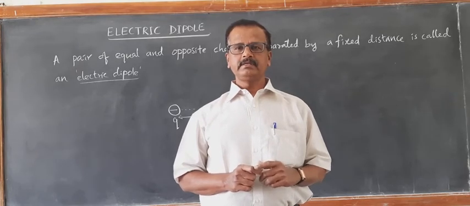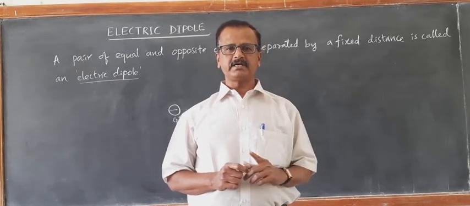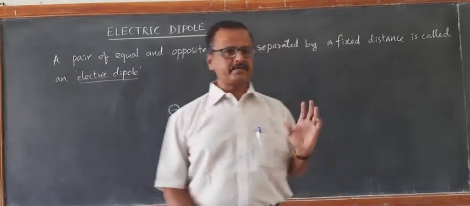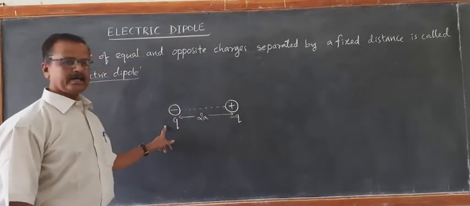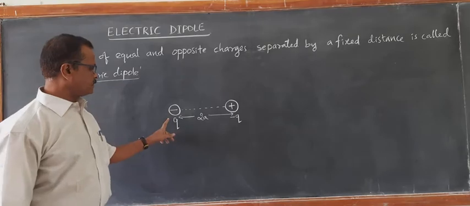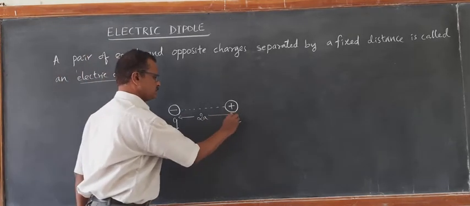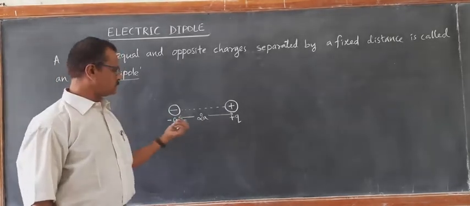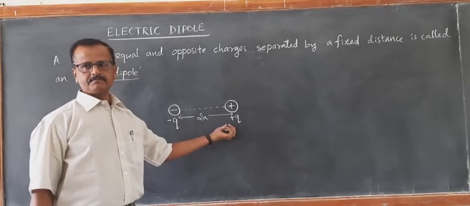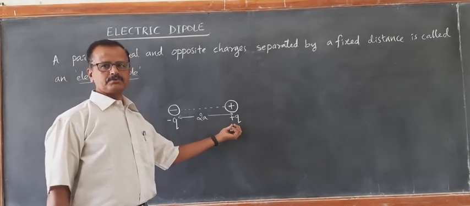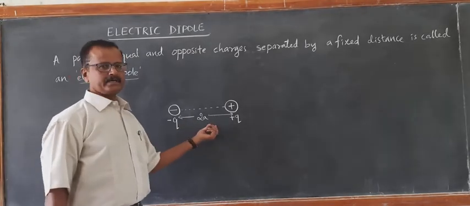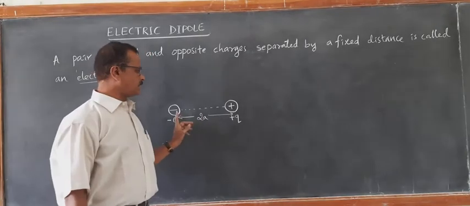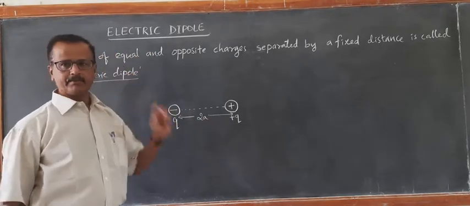An electric dipole is a pair of equivalent opposite charges separated by a fixed distance. A pair of equivalent opposite charges separated by a fixed distance is called an electric dipole. Here you can see a pair of equivalent opposite charges, plus Q and minus Q. They are of the same magnitude but of different polarity. This is the positive charge and the negative charge, separated by a fixed distance. This fixed distance is denoted by 2a, and such a system is called an electric dipole.